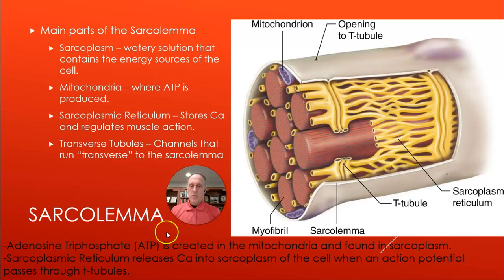But adenosine triphosphate, ATP, is created in the mitochondria. That's this up here. And it's found in the sarcoplasm, right? That's that fluid. And the sarcoplasmic reticulum releases calcium into the sarcoplasm of a cell when an action potential passes through the T tubules. Now, this is a T tubule here, and we'll talk a little bit more about that, but that's where you have the electrical impulse come in from the extension cord that is our central nervous system and peripheral nervous system.